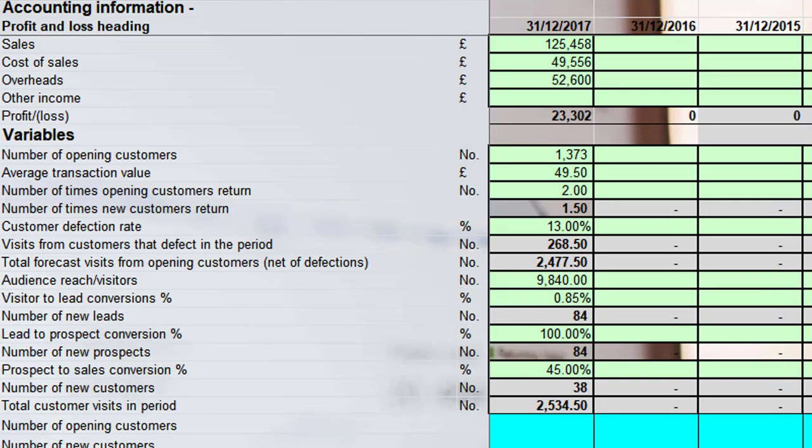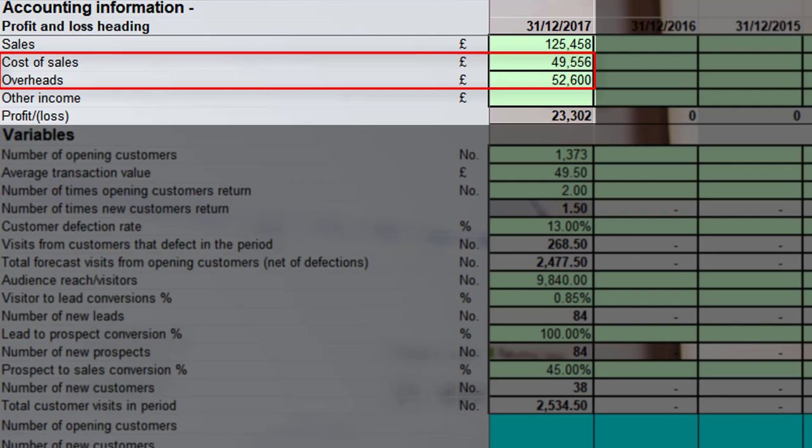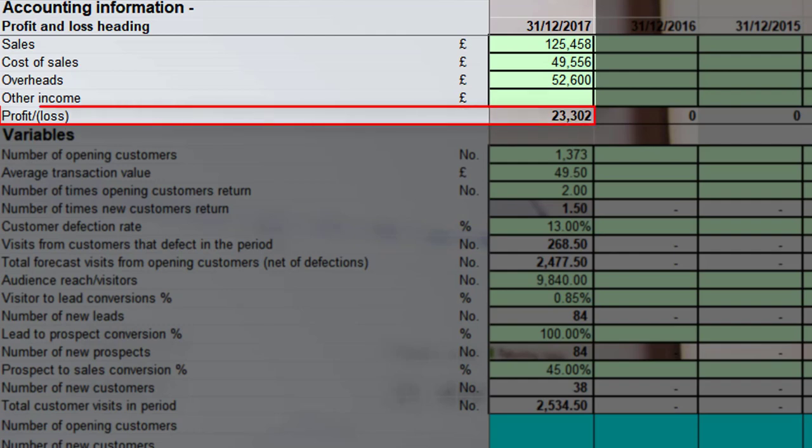So what you have in front of you now is increased profit software. And what I've done to save a bit of time, I've input the numbers that were on that sheet that we were just looking at. So at the top we can see the sales of 125,458, which is the current sales for this restaurant, which is cost of sales of just over £49,000 and our overheads of 52,600, which leaves a profit of 23,302.